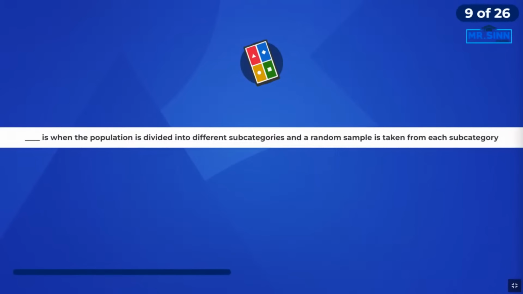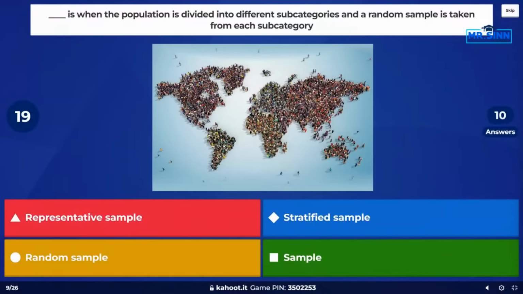Next one is blank is when the population is divided into different subcategories and a random sample is taken from each category.